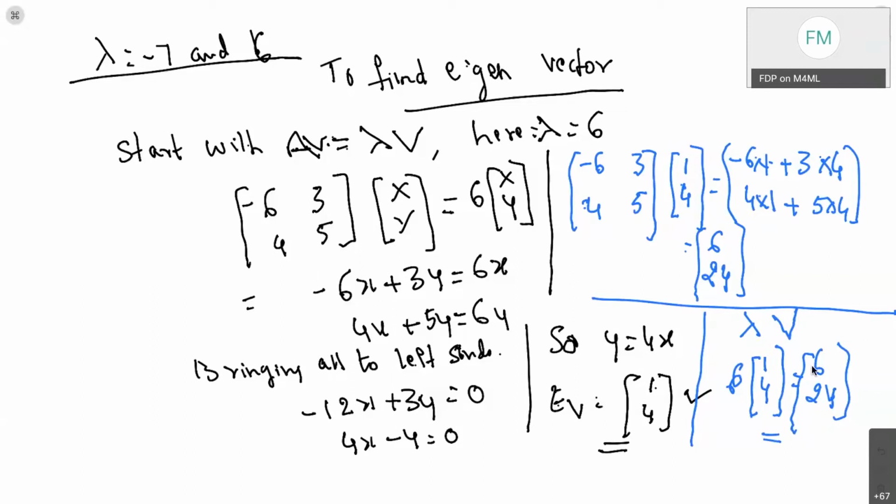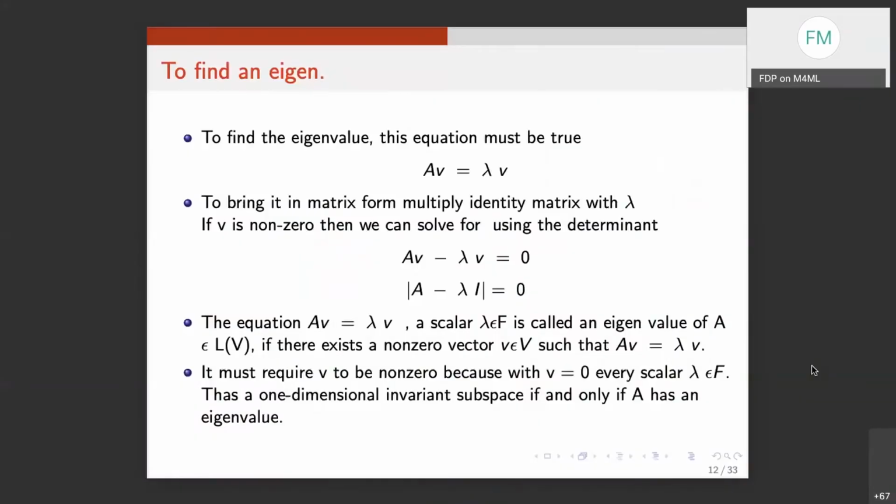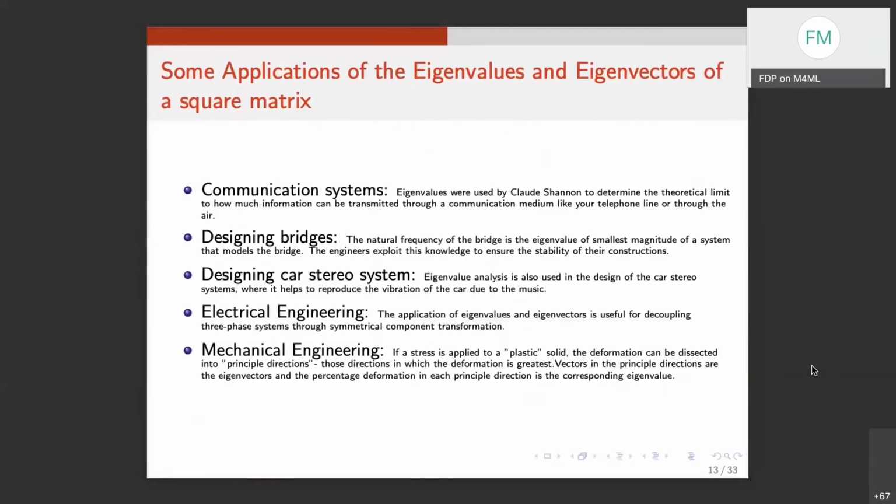Now, if you look at the applications of this, we have a lot of applications here. Eigenvalues and eigenvectors can be applied to a communication system, or designing a bridge, or designing a car stereo system, or in electrical engineering as well as mechanical engineering. Let me take one simple example.